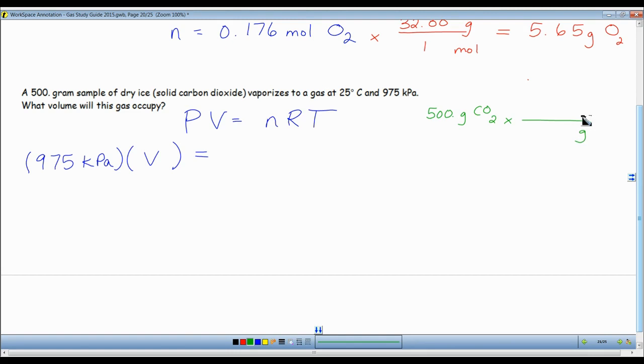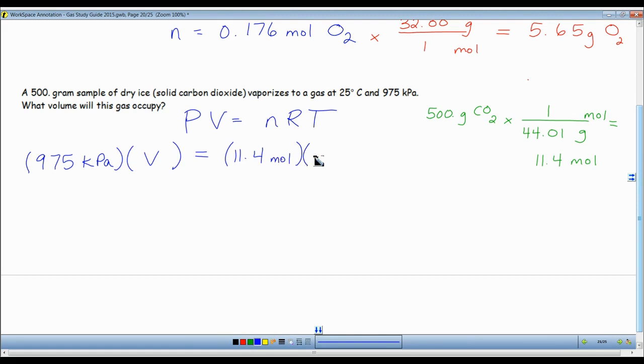I need to get that out of grams and into moles. So this time I want moles, so moles goes on the top. And the mass comes off my periodic table. So I add carbon and 2 oxygen. A hair over 44. 500 divided by 44.01. And so the 500 with the decimal spot has 3 sig figs. So let's go 3 sig figs, 11.4 moles. Aha! Proficient! N is my moles, 11.4.